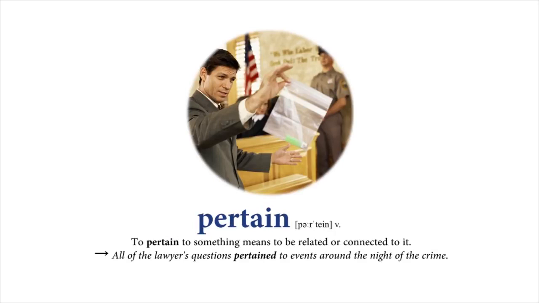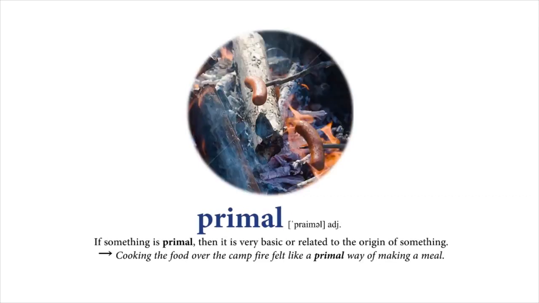Pertain. To pertain to something means to be related or connected to it. All of the lawyer's questions pertain to events around the night of the crime. Primal. If something is primal, then it is very basic or related to the origin of something. Cooking the food over the campfire felt like a primal way of making a meal.